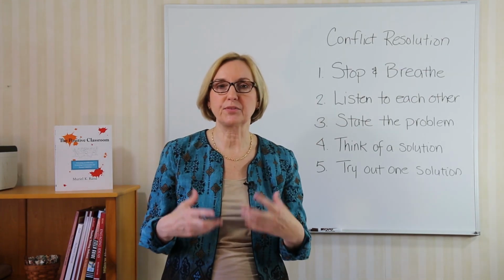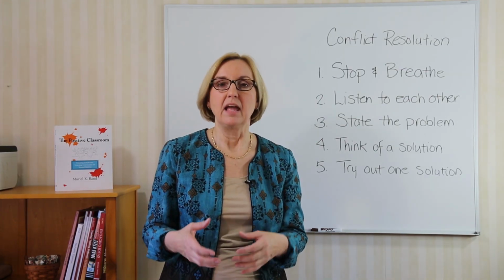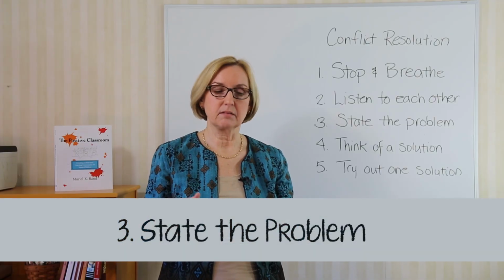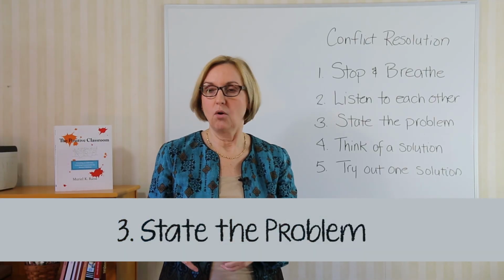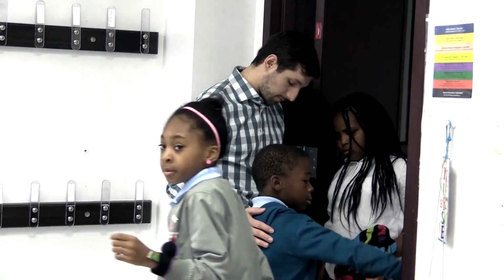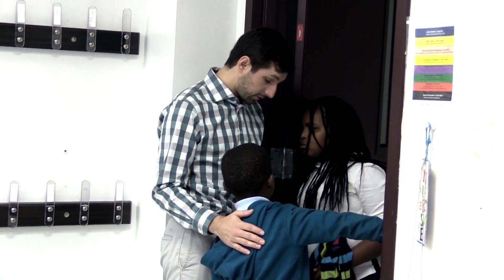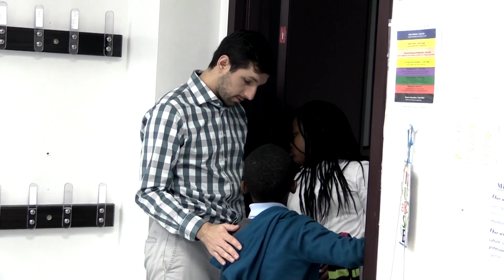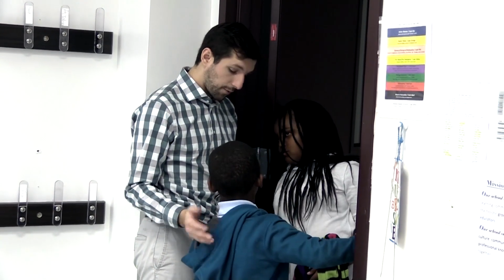Once you've listened to both sides of the story, you're going to go to step 3, which is to figure out what the problem really is. And you're going to state the problem. Both of you want this pencil. Or one of you said a mean thing and then the other one responded with a mean thing. So state the problem really clearly and specifically, because you can't solve it until you really know what the problem is.